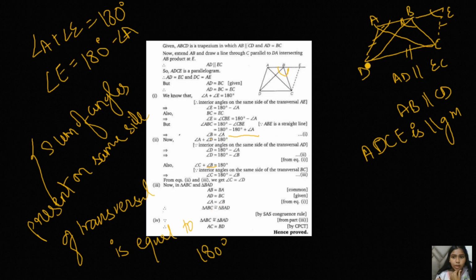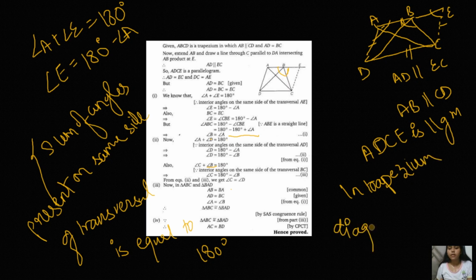Right, now angle A is equal to angle B. We have proved here that angle A is equal to angle B. So by this, both of these triangles are congruent to each other, and since they are congruent, by CPCT we can say that AC is equal to BD. We have proved that in a trapezium both the diagonals are equal to each other. Am I right?